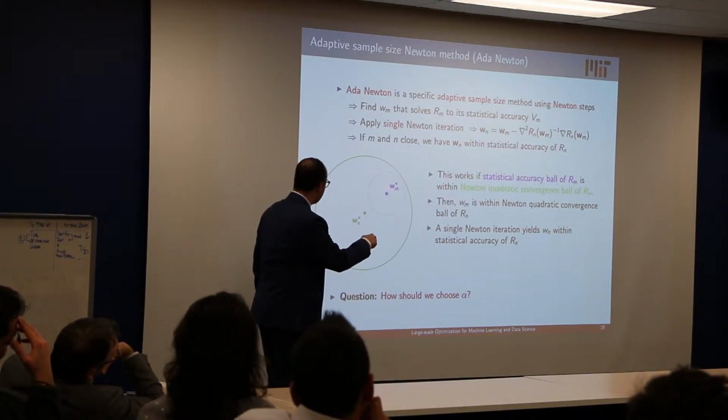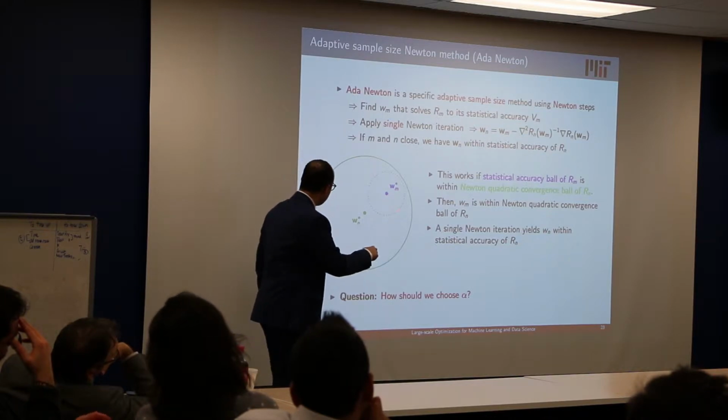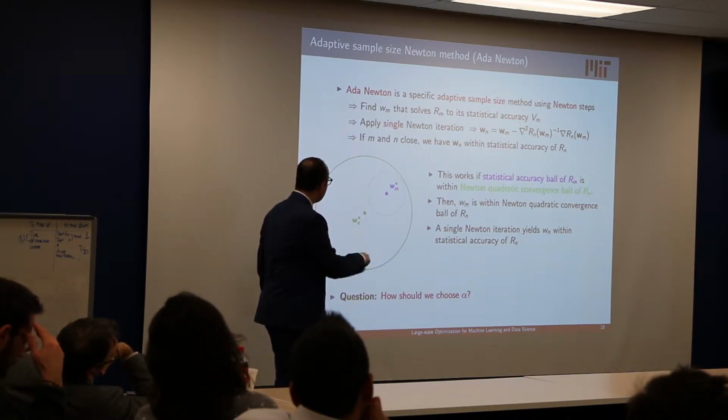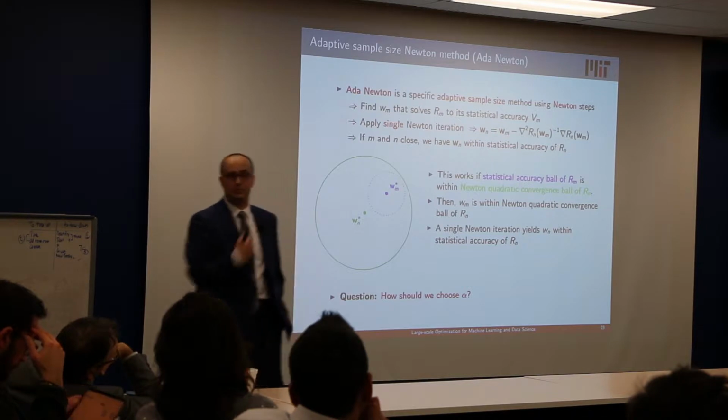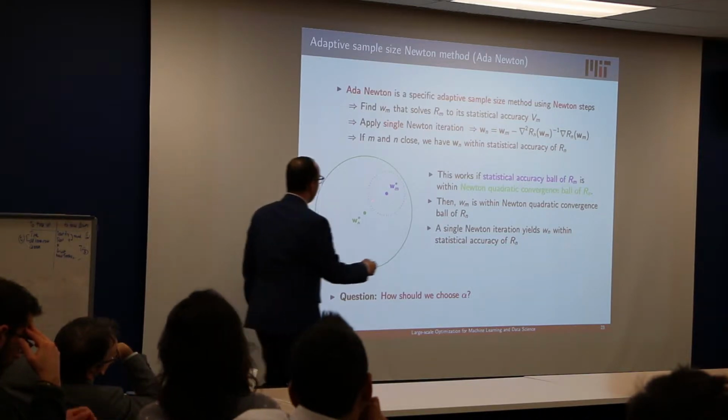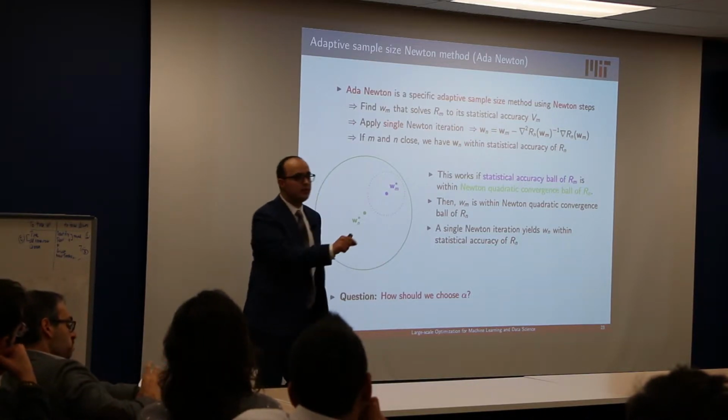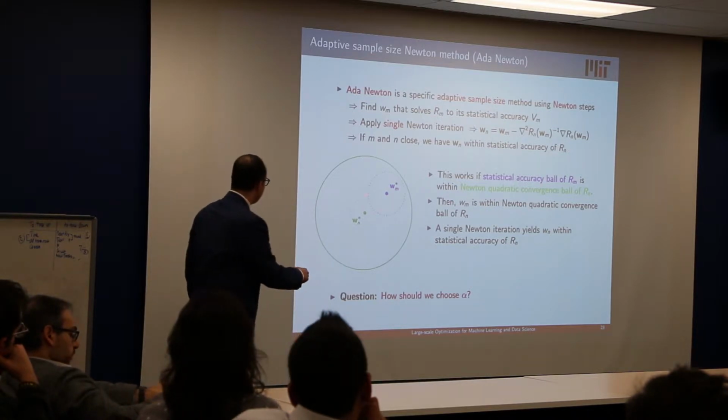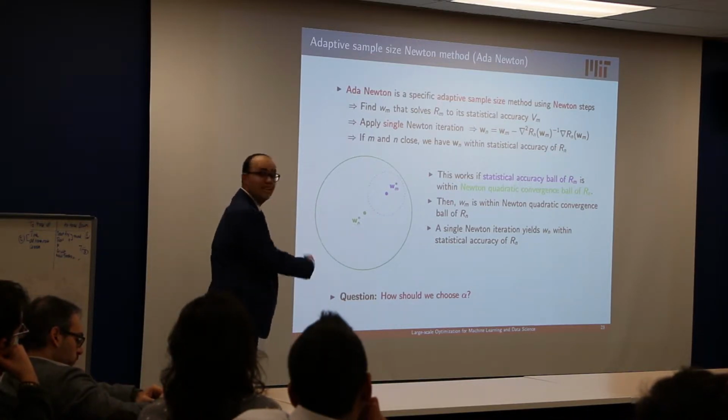And if the size of these two problems are close to each other, the solution that you already have is in the quadratic convergence neighborhood of Newton's method for the next problem. So that means that if I perform a Newton's update, I'm going to quadratically converge for the next problem, and I'm going to reach a point that is going to be in the statistical accuracy of the next problem.